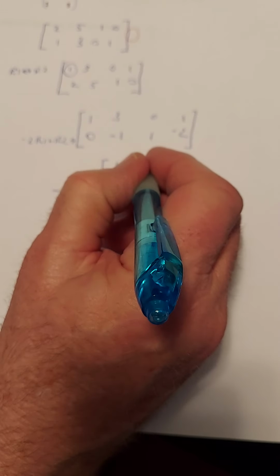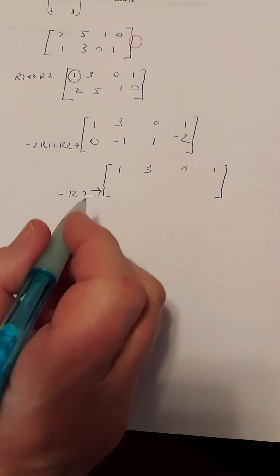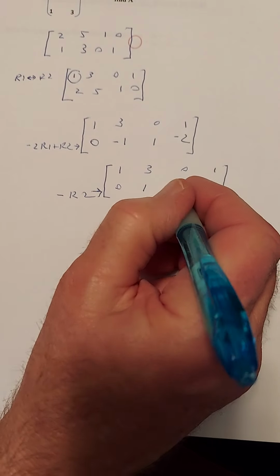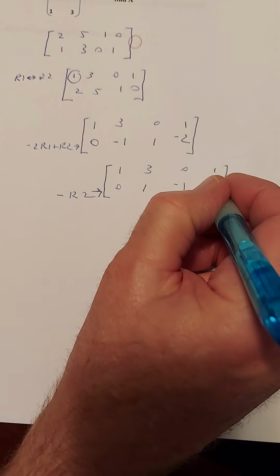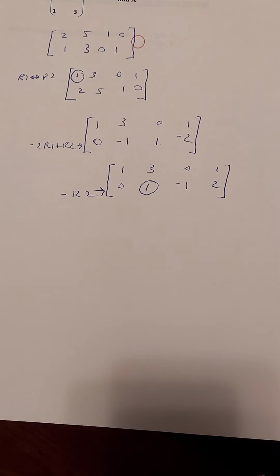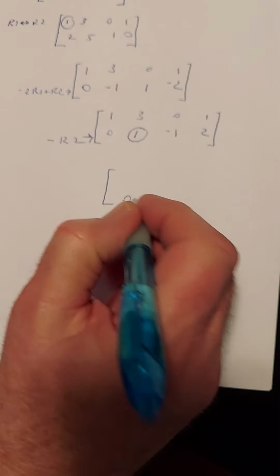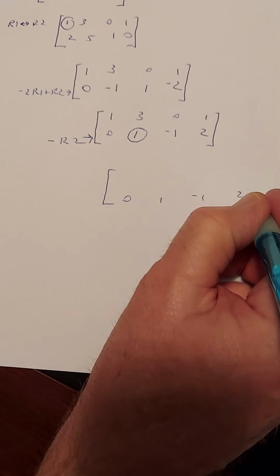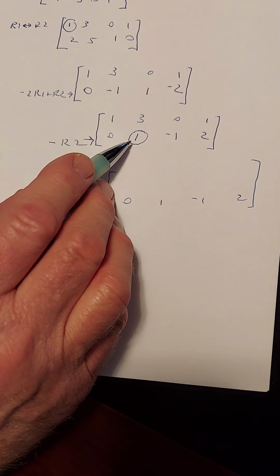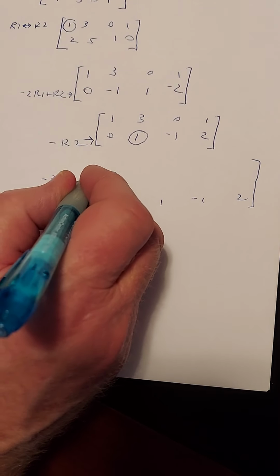So the top row stays the same. And the bottom row, I'm just taking the opposite. So the opposite of 0 is 0. The opposite of -1 is 1. The opposite of 1 is -1. And the opposite of -2 is 2. And here is my next pivot. Okay, last step. Bottom row is exactly the way I want it, so I'm just going to copy those. I want to get a 0 where the 3 is, so I'm simply going to multiply by -3 times row 2, add it to row 1.